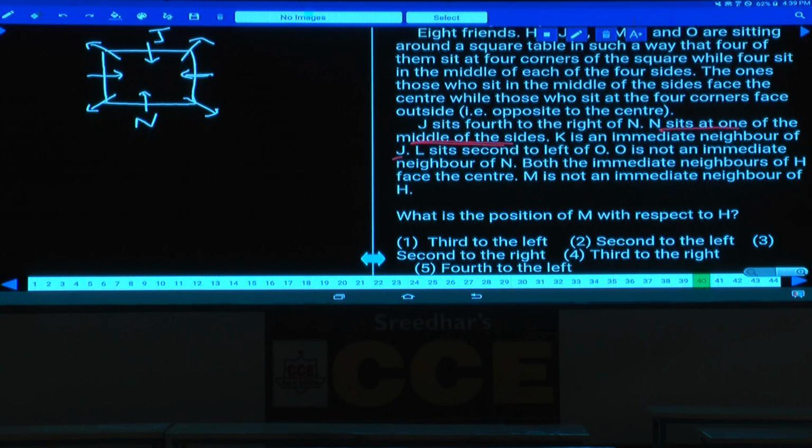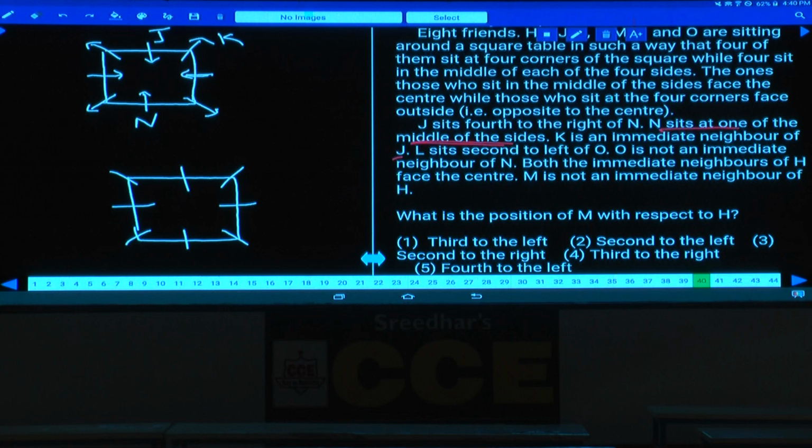As K is an immediate neighbor of J, tell me how many different possibilities we can have? 2 possibilities. Either K can be here, immediate left of J, or immediate right hand side of J. Immediate right hand side of J, then this is the second case. Now the persons seated at the centers are facing towards the center, and corners are away from the center. N is here, and J will be here, and K is an immediate neighbor of J.